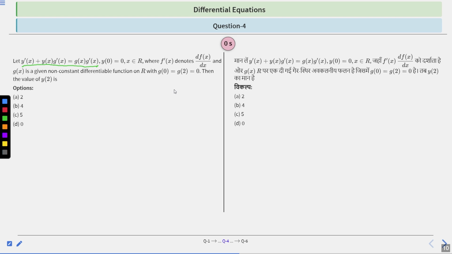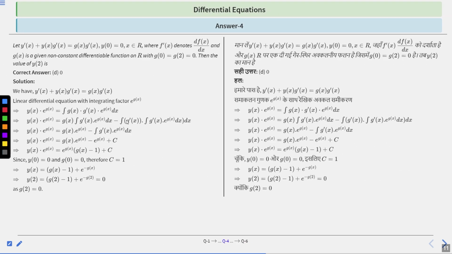Okay, let's move to the solution part. We have y'(x) + y(x) g'(x) is equal to g(x) g'(x). Now, this is a linear differential equation with integrating factor e to the power of integration of g'(x) dx. Therefore, the integrating factor is e^g(x). So the equation will become y(x) e^g(x) is equal to integration of g(x) g'(x) e^g(x) dx.